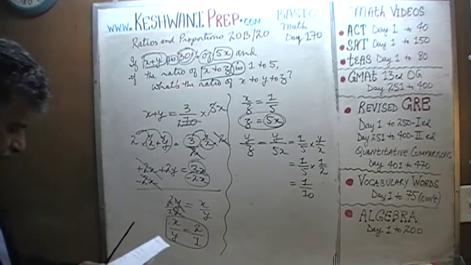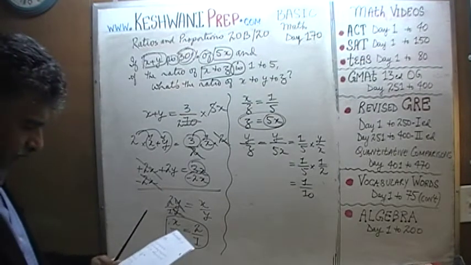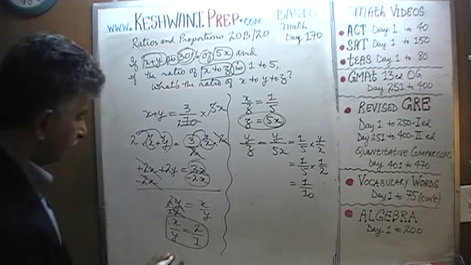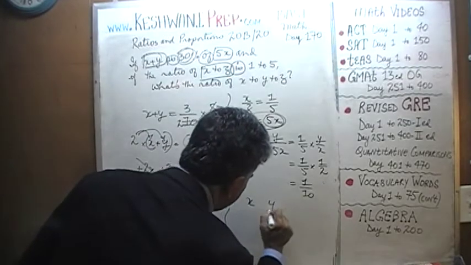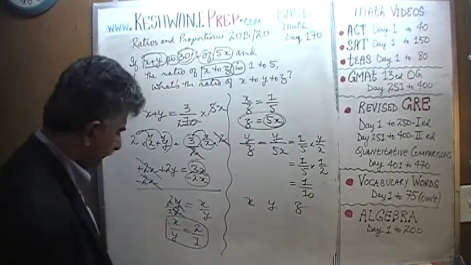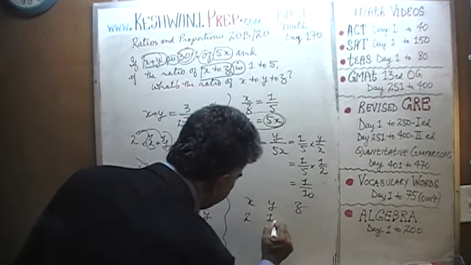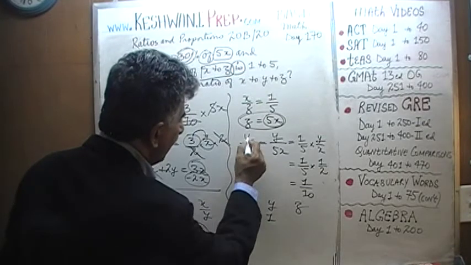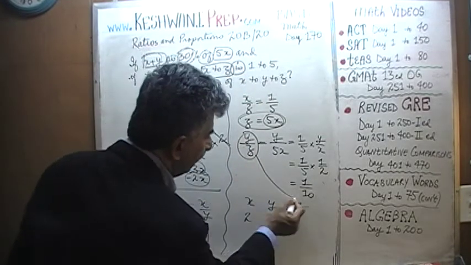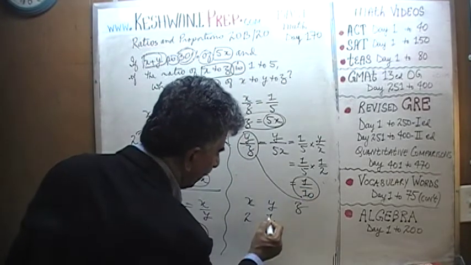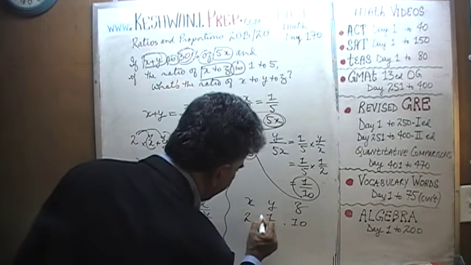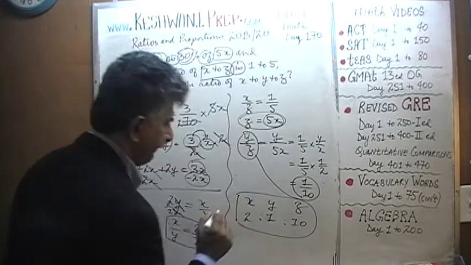Now we can do our ratio, x to y to z. The ratio of x to y is 2 to 1, and the ratio of y to z is 1 to 10. There we go.